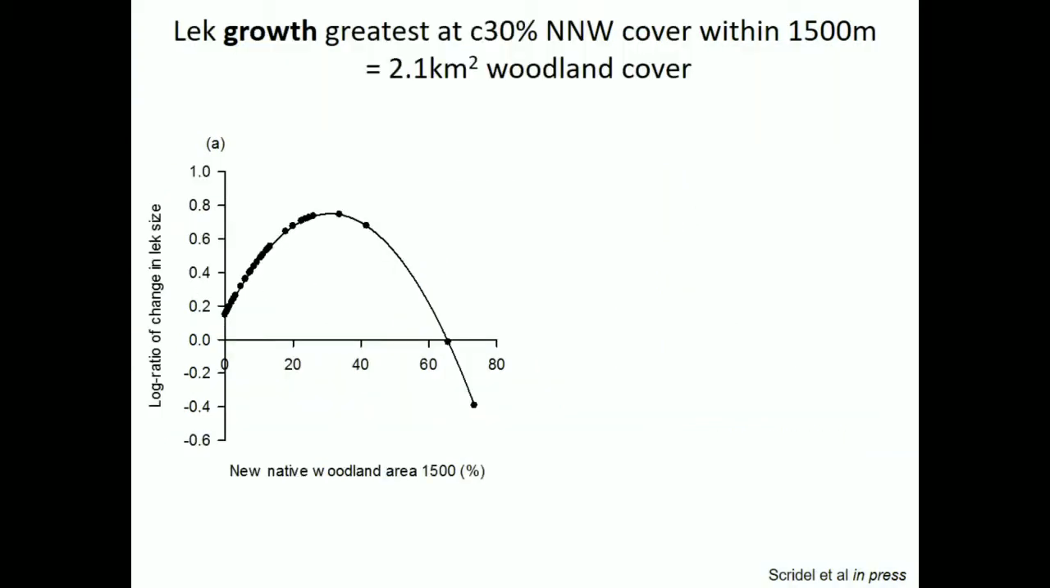And then the key test of changes in lek size over time. So the only variable that was a significant correlate of this was the amount of new native woodland cover within a 1,500 metre radius. And this was a quadratic relationship with growth in lek size peaking at around 30% land cover within this distance band. And this is equivalent to roughly just over 2 square kilometres of native woodland surrounding a lek. So this was the only variable associated with population increase.